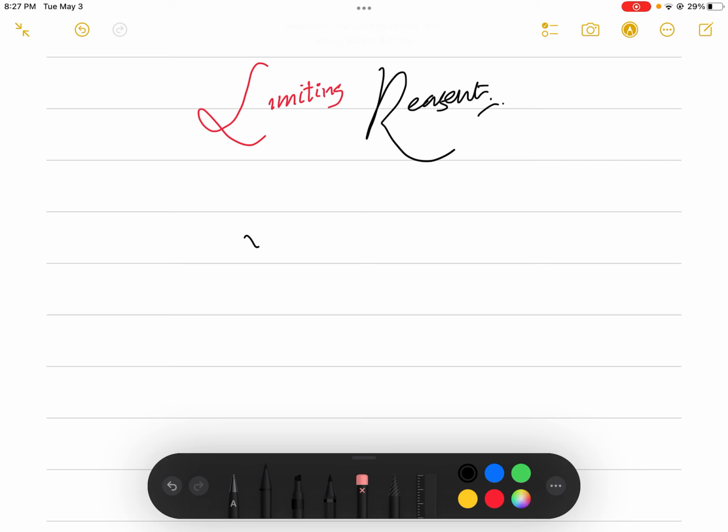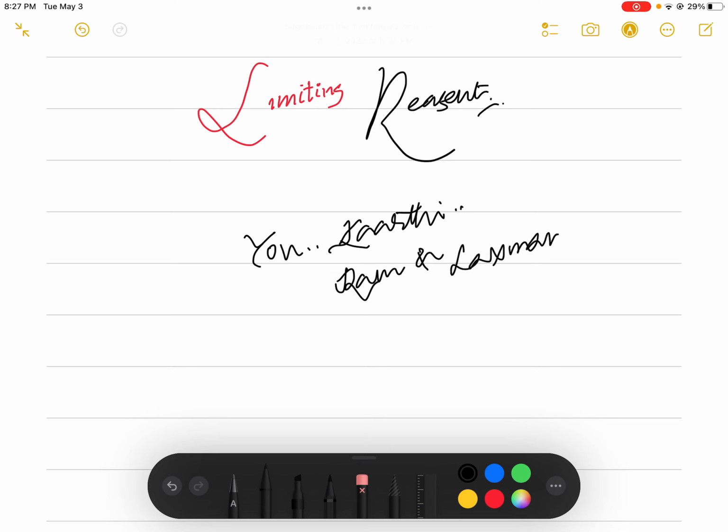Let's take your name. For example, you are Mr. Karthik, and you have one very good friend, Ram, and another good friend, Lakshman. You three, Karthi, Ram, and Lakshman, are very good friends, of course.